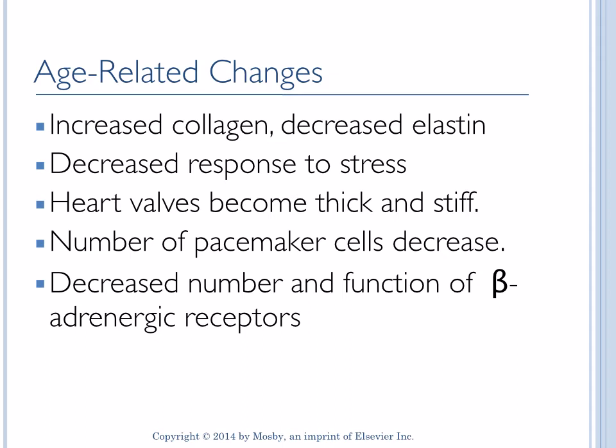The number of pacemaker cells in the SA node decreases with age. By age 75, it has been researched that a person may have only 10% of the normal number of SA node cells or pacemaker cells. So that is how pacemaker cells also decrease, and there is a decreased number and function of beta adrenergic receptors. And as I was saying earlier, the autonomic nervous system control of the cardiovascular system changes with aging. The numbers and functions of beta adrenergic receptors in the heart decrease with age.